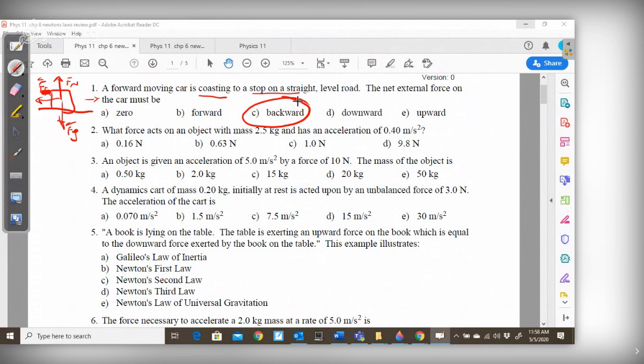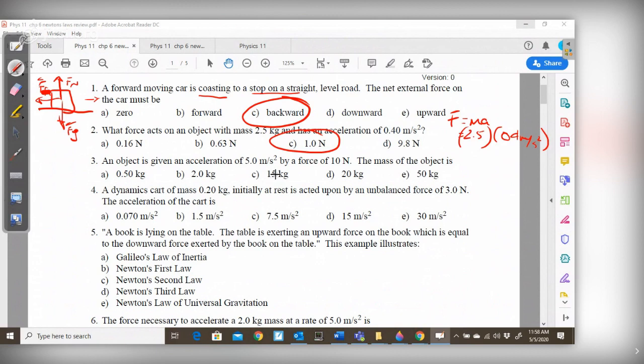All right. What force acts on an object of mass 2.5 kilograms and an acceleration of 0.4 meters per second squared? Now, this is dealing with Newton's second law, F is equal to ma. In this case, the mass is 2.5 kilograms, and the acceleration is 0.4 meters per second squared. So 2.5 times 0.4, using my Casio FX-260 solar, gives us a value of 1 newton.